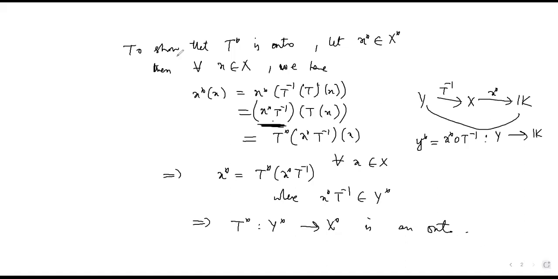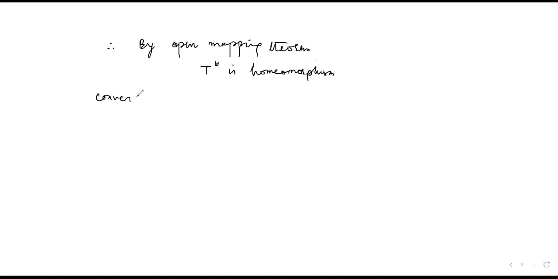So therefore, by the open mapping theorem, it's a bijection there. Therefore, by the open mapping theorem, T star is a homeomorphism. And the converse was easy actually.